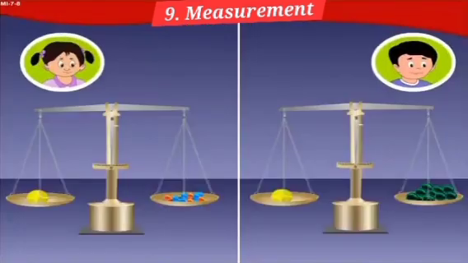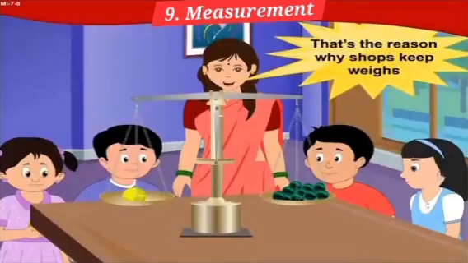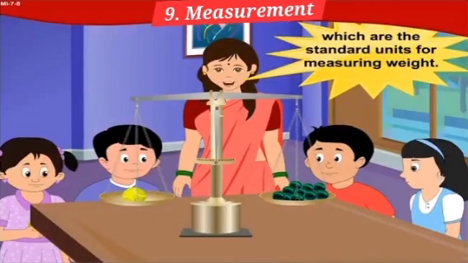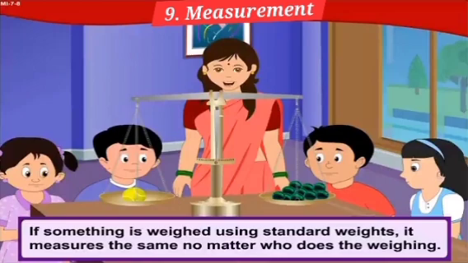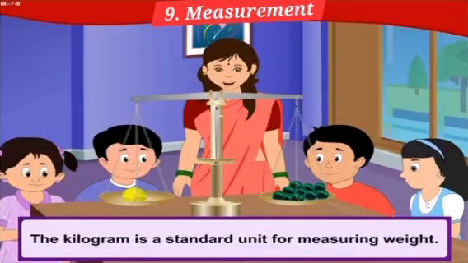Salma, the marbles that Sonu brought were smaller than the marbles that Nandu brought. And that's the reason for this confusion. And that's the reason why shops keep weights, which are the standard units for measuring weight. If something is weighed using standard weights, it measures the same no matter who does the weighing. The kilogram is a standard unit for measuring weight.